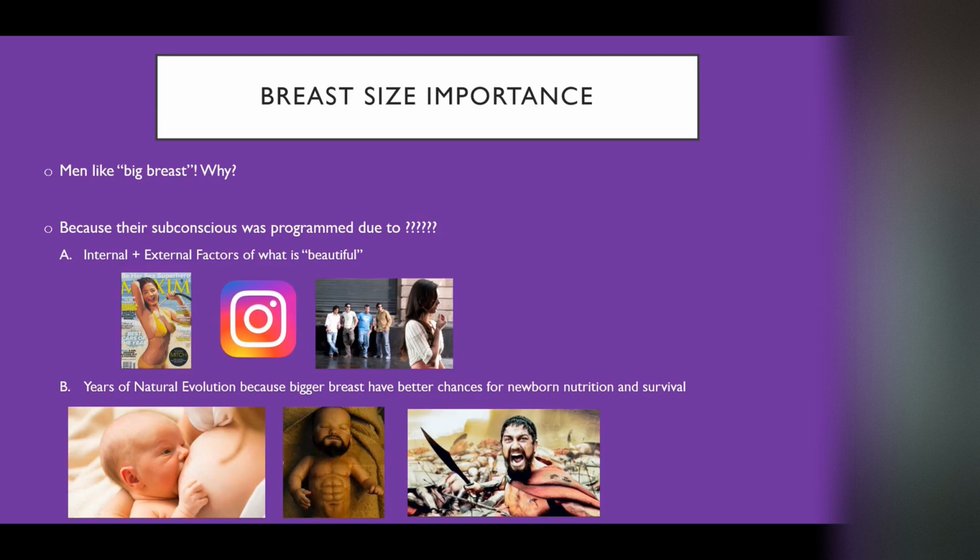Easy way. Okay, this is what Zeman likes to ask. He says that men like big breasts. Why? Is it because their subconscious was programmed due to A, internal and external factors of what is beautiful, like social media, magazines, or what your friends say? Or is it B, years and years of natural evolution, because bigger breasts have better chances for newborn nutrition and survival, so the baby will become stronger and he has better chances for survival, and natural evolution, finally, subconsciously, the men know that big breast is the way to go for their child to be successful. Is it A or B?